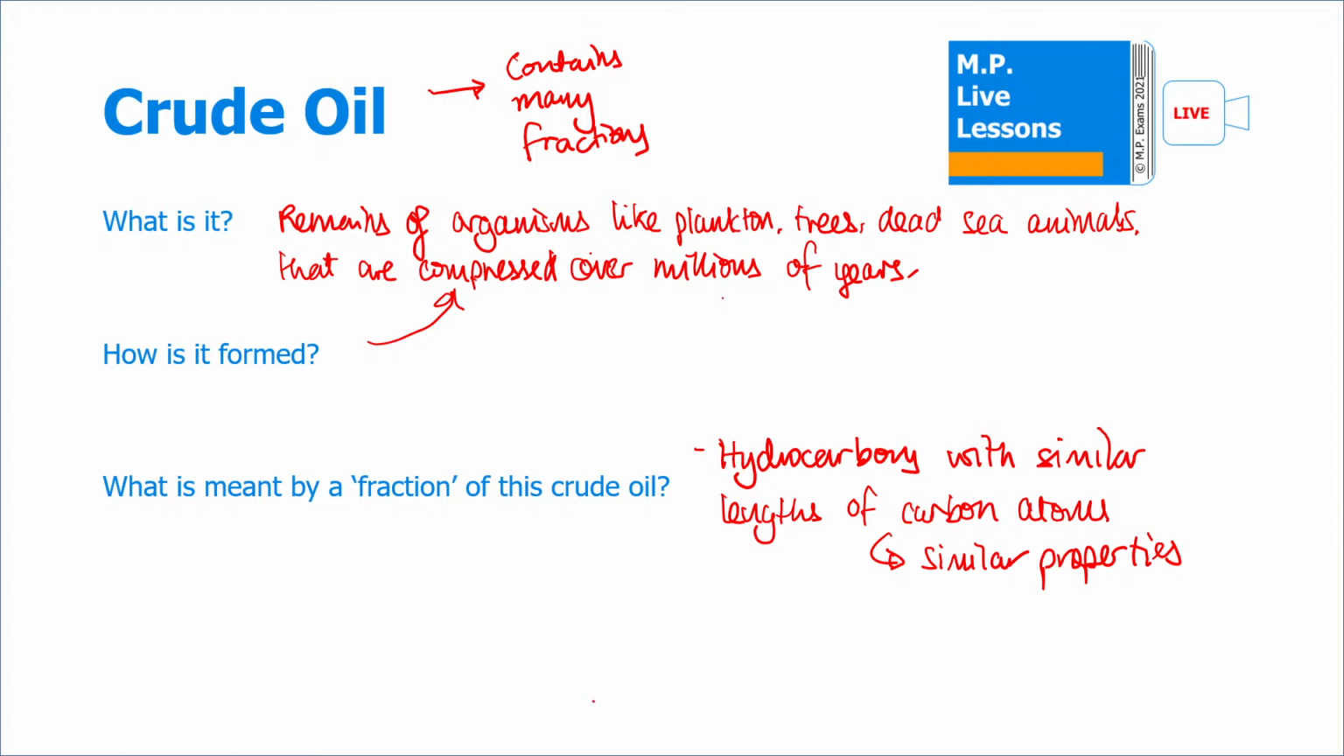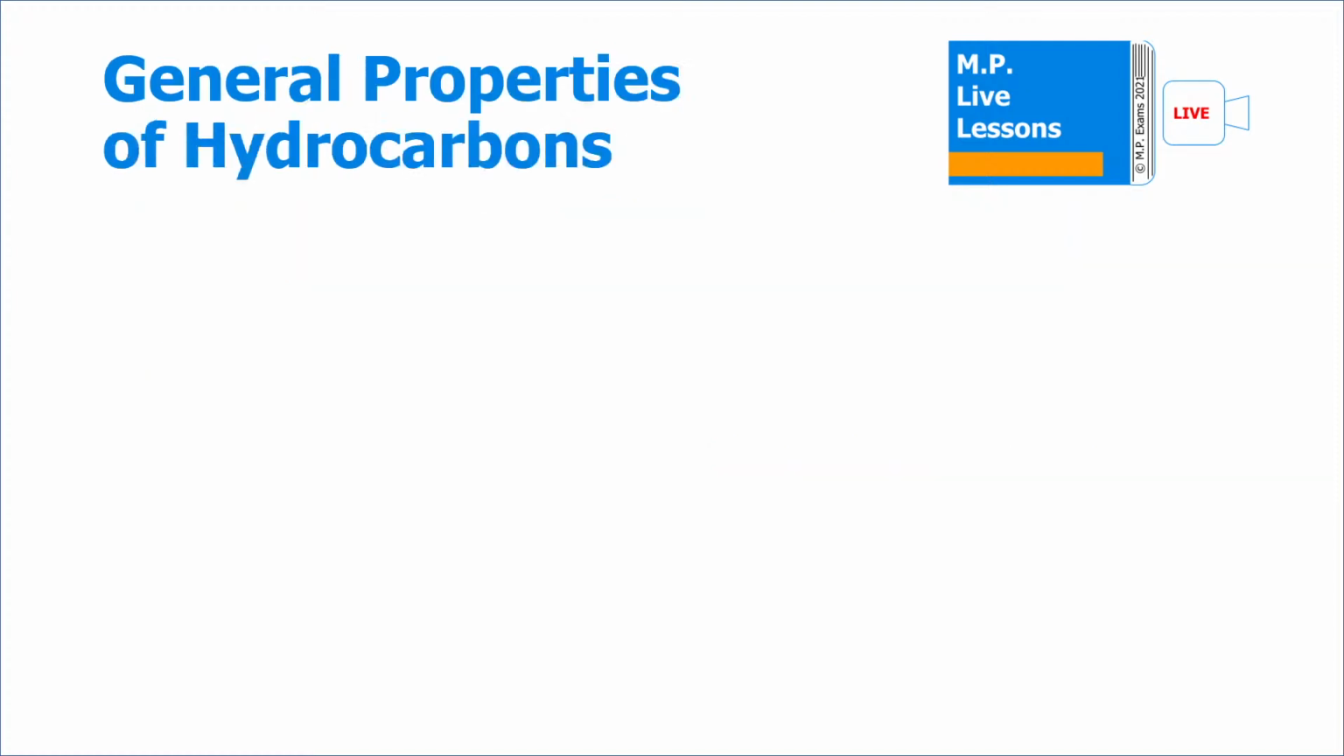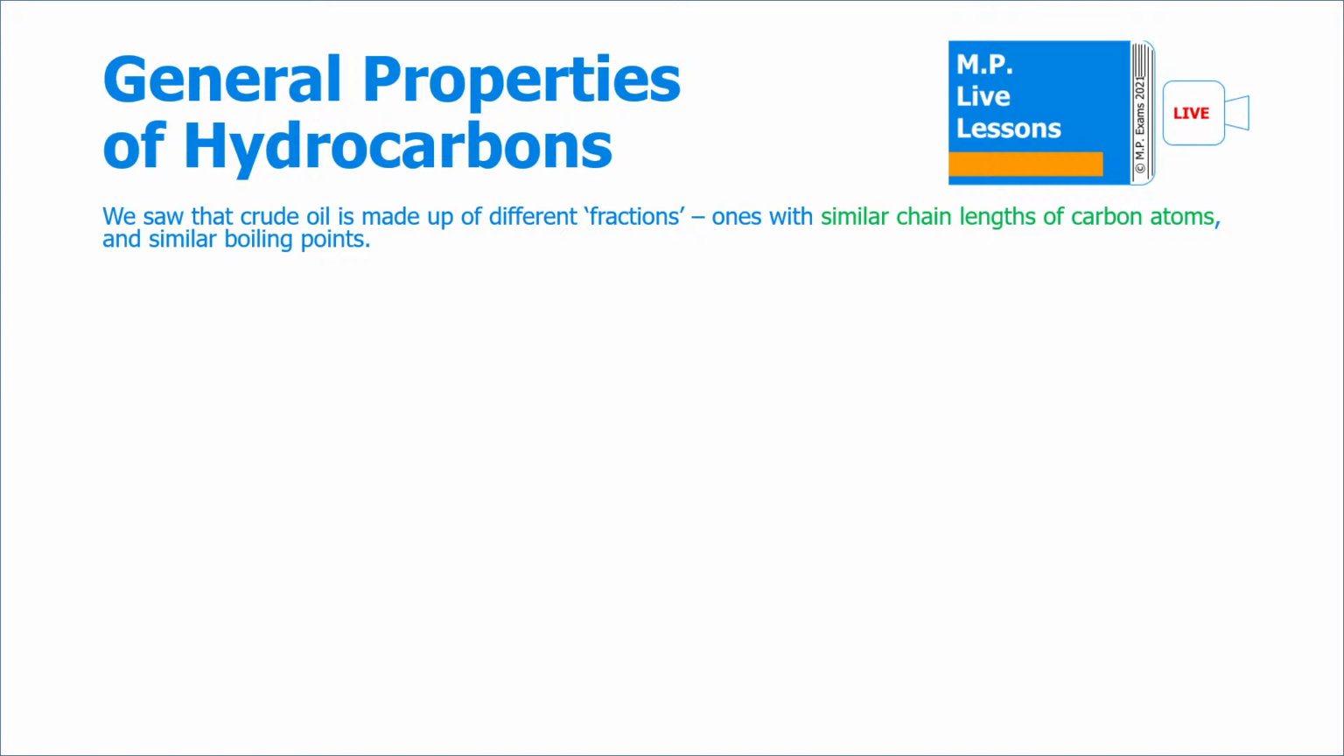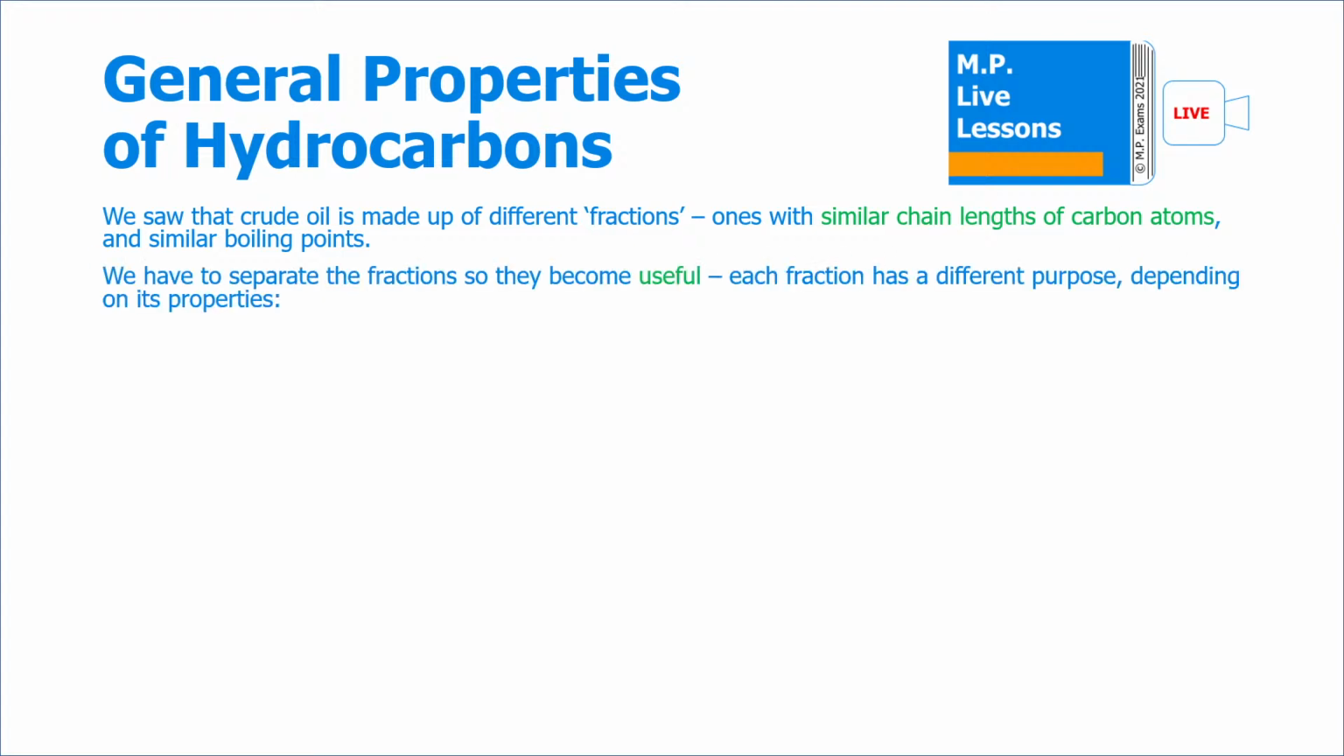Now, we have some general properties of these hydrocarbons. So we already know that crude oil is made up of different fractions, ones with similar chain lengths of carbon atoms. They'll have similar properties such as boiling points. And we have to separate these fractions apart because we can't just use crude oil on its own. These fractions will have different useful properties. So each fraction is useful for a specific purpose, such as fuels, tarmac, and so on.